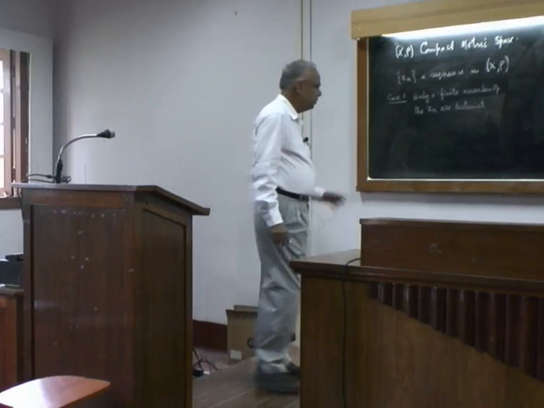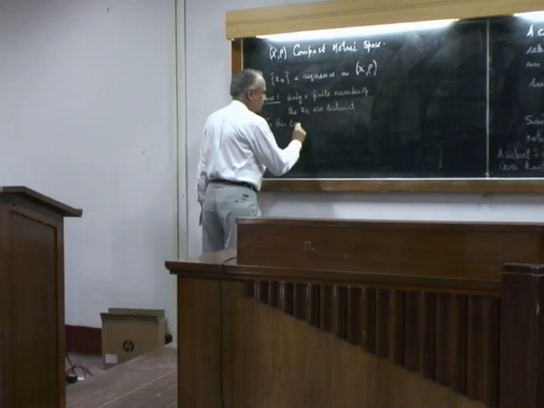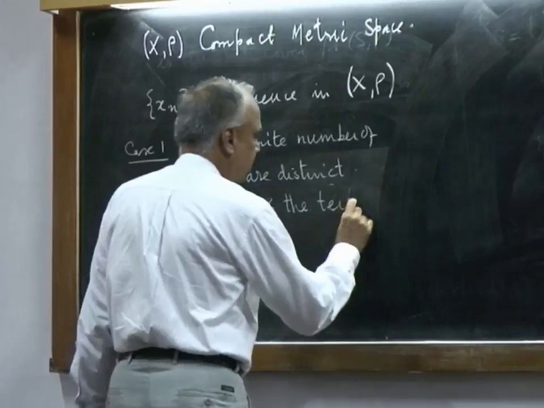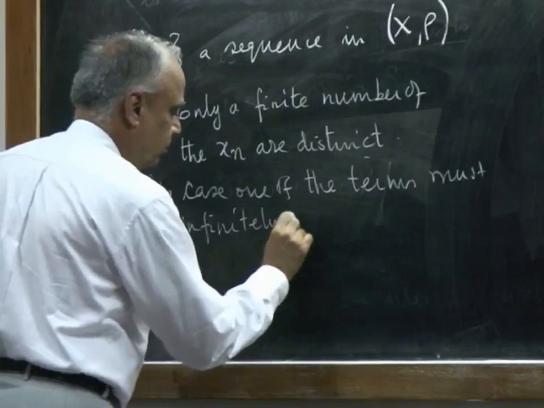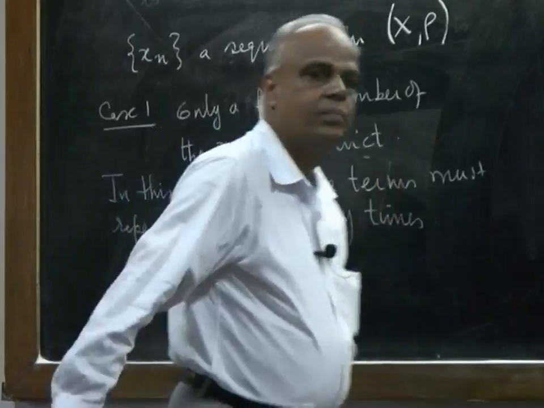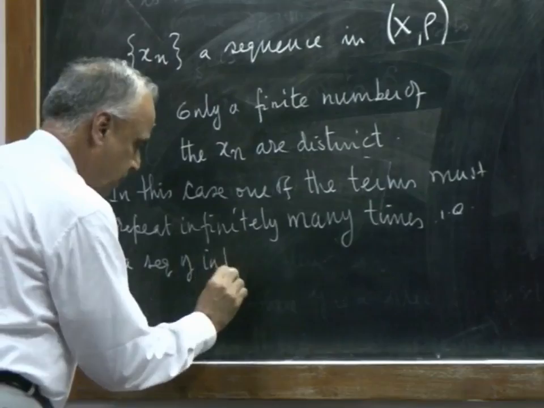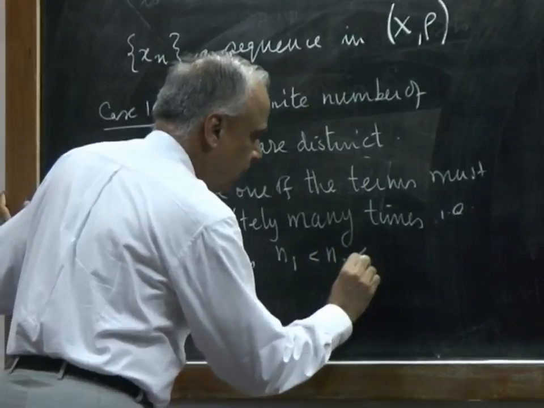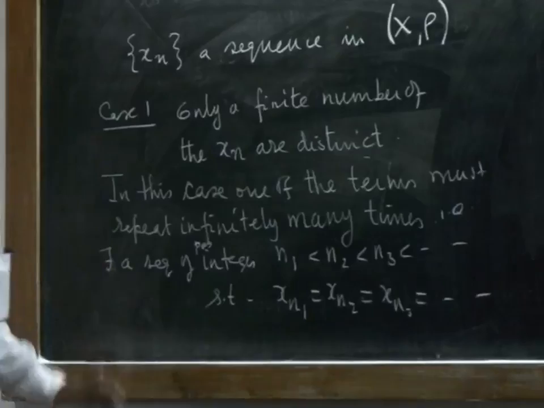So what therefore it means is, hence in this case, one term must repeat infinitely many times. That is, there exists a sequence of positive integers n1 less than n2 less than n3 etc., such that xn1 repeats again as xn2, repeats again as xn3, and so on. All these terms are the same. One term repeats infinitely often.